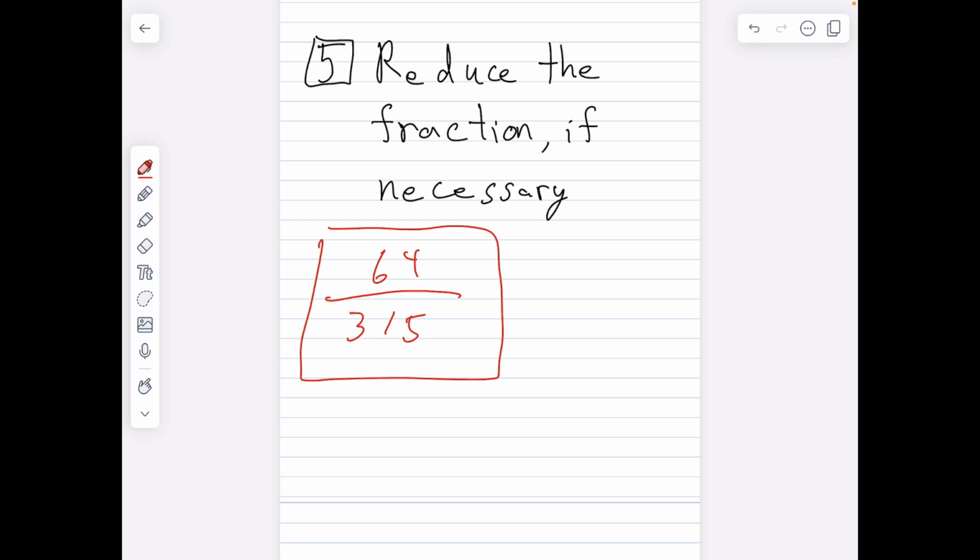But if I did have 64 over, let's say, 20 for a moment, what goes into both 64 and 20? 2 divides both of them, but also 4 does. So I could divide both the numerator and denominator by 4. So this would be 16 over 5. Okay, so that's what we mean by reducing the fraction, to be more specific here.